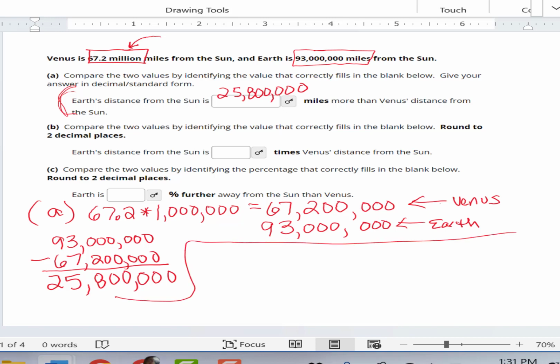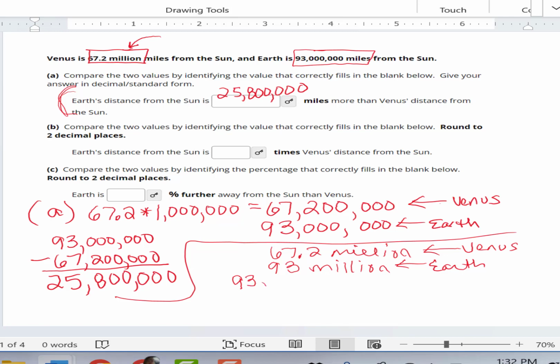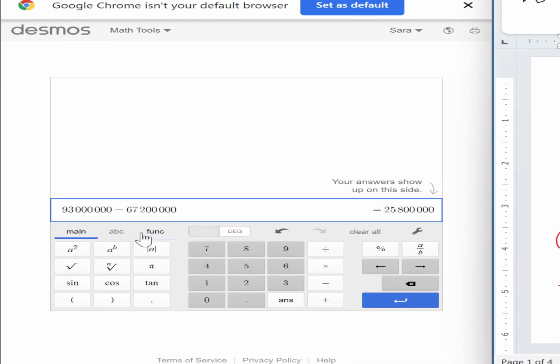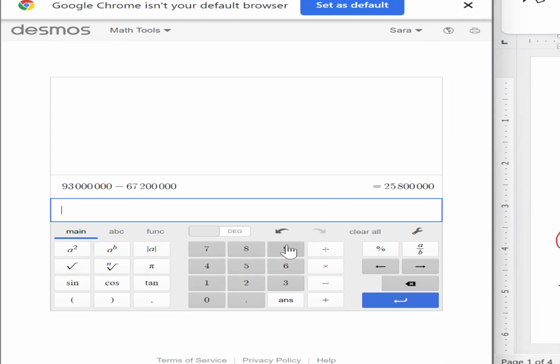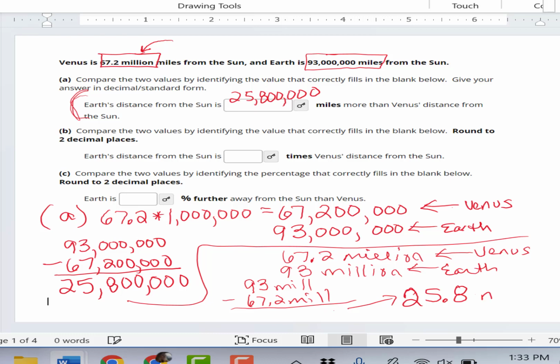Now note, you could also calculate the answer to this problem by leaving the values in number word form. Venus is 67.2 million miles from the Sun. Earth is 93 million miles from the Sun, which can be written as the number 93 and the word million. Again, these two numbers are written in the same number format. So to do the calculation, we could say it's 93 million minus 67.2 million. When you perform the calculation in the calculator, all you're calculating is 93 minus 67.2, understanding that they have the word million after that number. It's 25.8 million miles difference, which is 25,800,000. Same answer, just perform the calculation slightly differently.